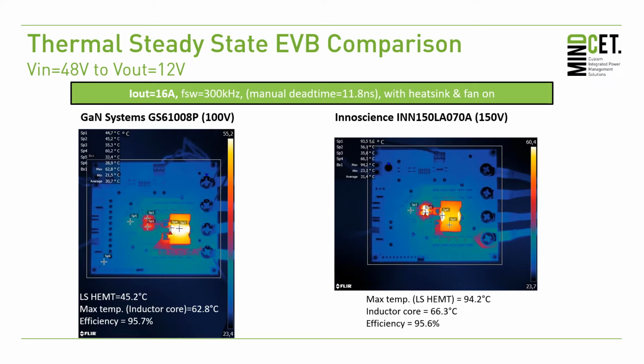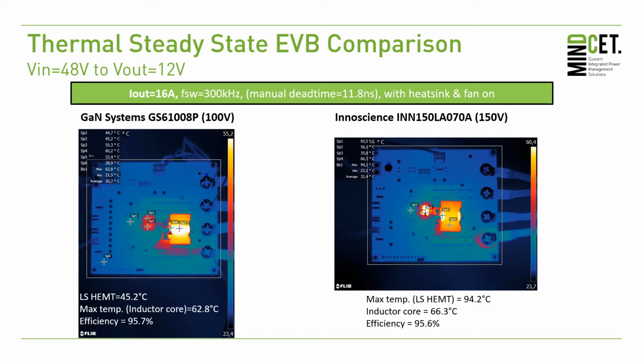Then if you look with the thermal camera at a few use cases, we see here, for instance, 48 volt in, 12 volt out with a load current of 16 amp in a buck configuration. Then we see that on the GaN Systems board, the low side, which is the maximal temperature in the system, is at about 45 degrees C, whereas on the InnoScience board, the low side is 94 degrees C.